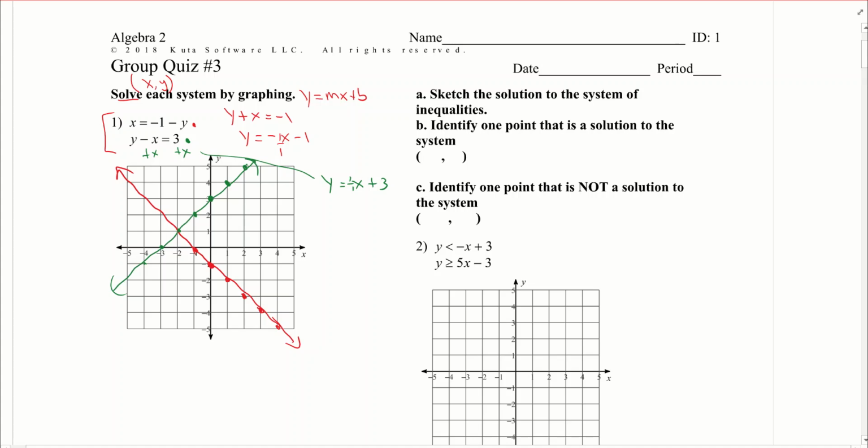And so that's the graph, and the solution is this point of intersection right there. This is the solution, and it's at the point -2, 1. So that's the solution to that system when we did it by graphing.